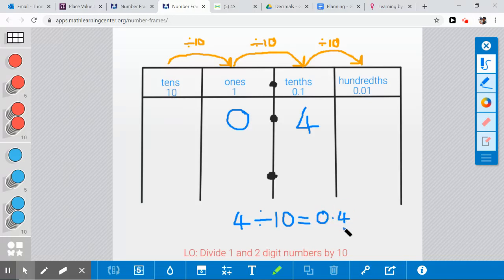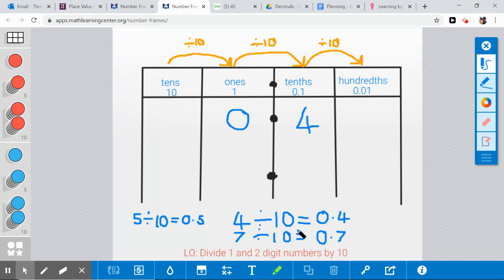Now, once you've practiced that, you might really get the hang of it, and you might be able to do it without a place value chart. For example, when we did 7 divided by 10, 7 divided by 10 equaled 0.7. Another one we did was 5 divided by 10, and that equaled 0.5. So maybe you start to notice patterns, and you can use that to help you today.